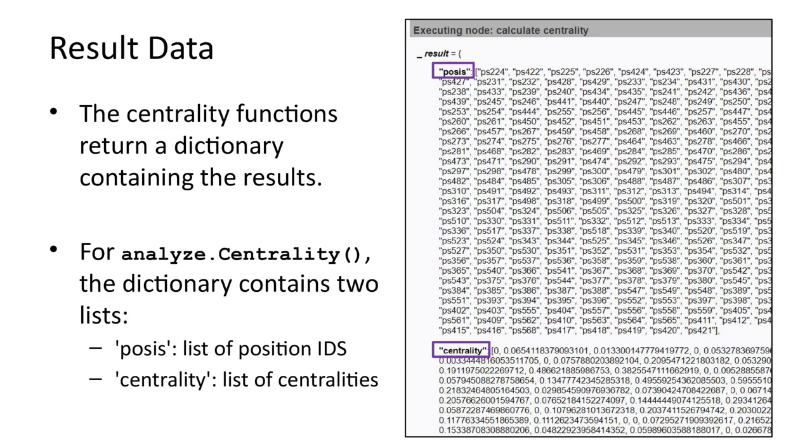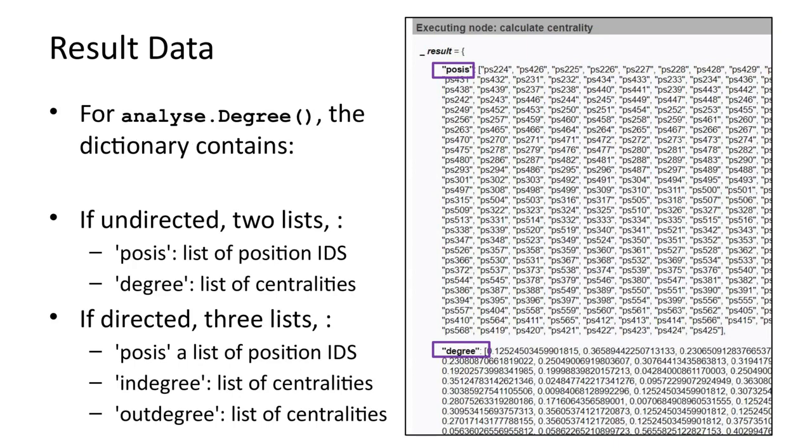The analysis functions all return dictionaries of data. The analyze.Centrality function returns a dictionary containing two lists. The posis key is a list of positions, and the centrality key is a list of centrality values, one for each position. The two lists are equal in length and aligned, so that the values in each list are related.